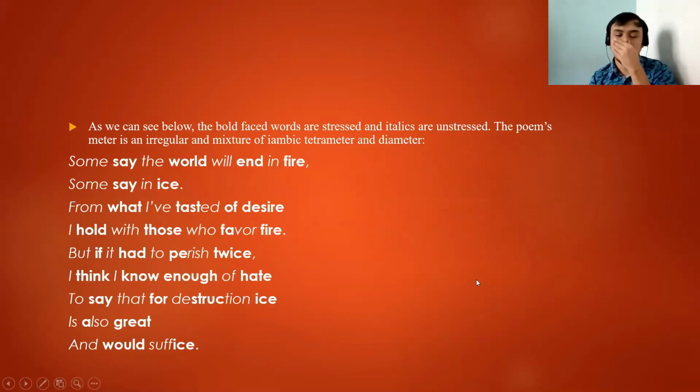Now, this was what I was mentioning earlier, the idea of iambic tetrameter and dimeter, 4 feet and 2 feet. As you can see, the bold-faced words are stressed and italics are unstressed. So you can see the relations between the stressed words and the unstressed words in reading the poem. As you read it by yourself, probably some say the world will end in fire. Some say in ice. And you continuously read on and you can find out the stressed and unstressed parts, which is the phonological level of analysis in the poem itself.